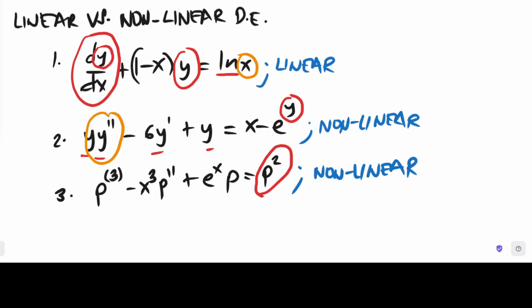So hopefully the characteristic of a linear and nonlinear DE is clear. To recall what we have discussed so far in this video, we have discussed the technical definition of DE, the order, degree, solution, the partial and ordinary DE, as well as the linear and nonlinear DE, which are the characteristics of a differential equation. So that's it for this video. See you on the next video.